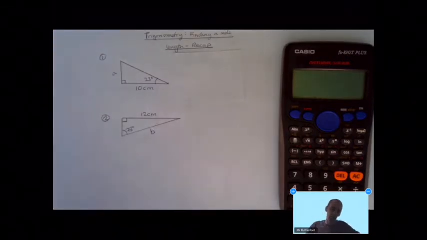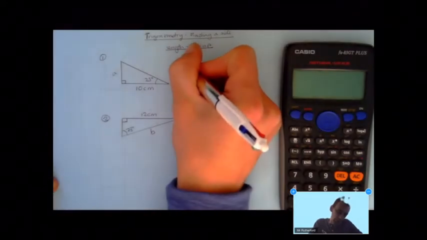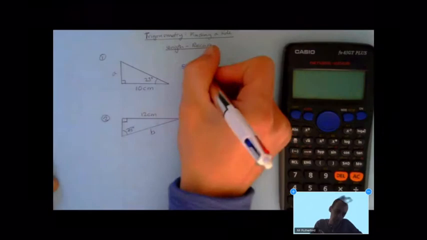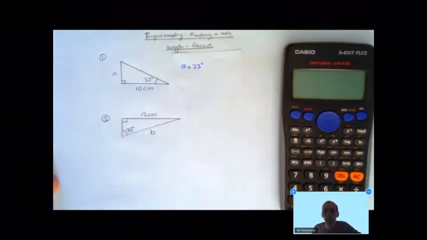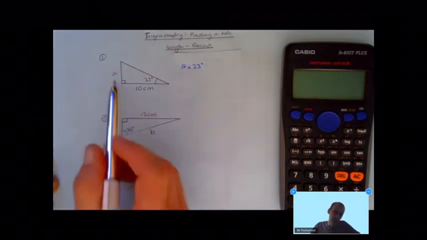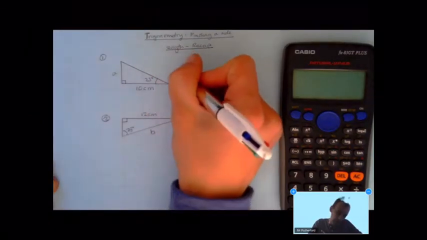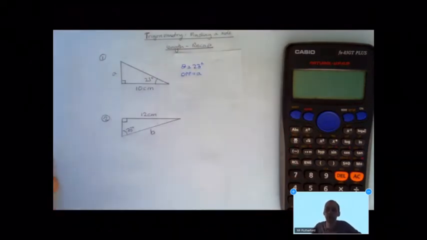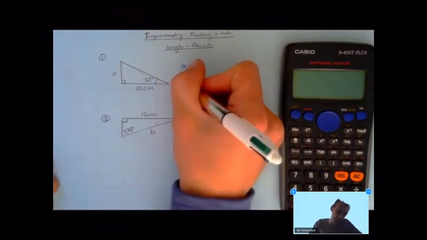Okay, so the first thing that we do is we write down what we know. So we know that we have an angle of 23 degrees. You've got an opposite side here, opposite the angle, A. Don't know what that is yet, that's what we need to work out. And we've got an adjacent side of 10.